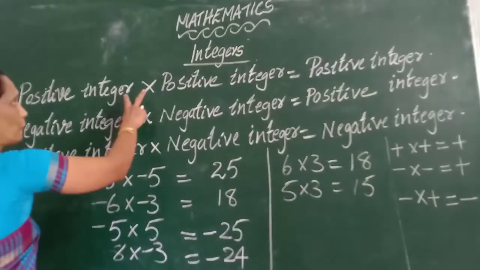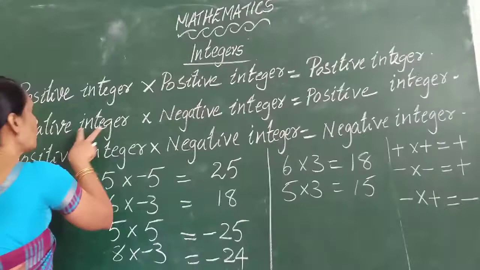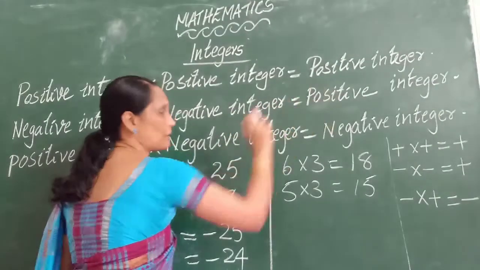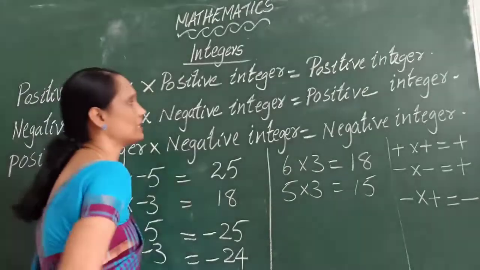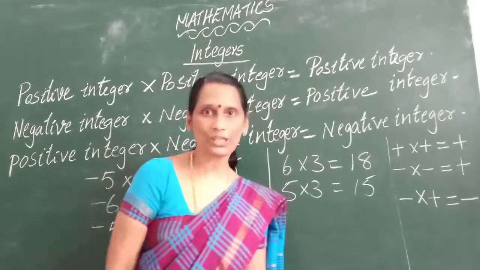Understand? The product of two positive integers is a positive integer. The product of two negative integers is a positive integer. And the product of one positive integer and one negative integer will be a negative integer. Did you understand?